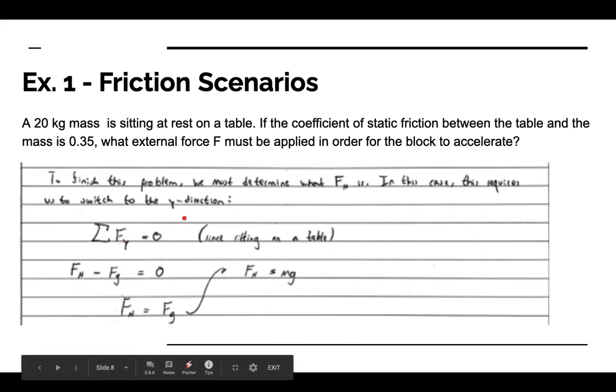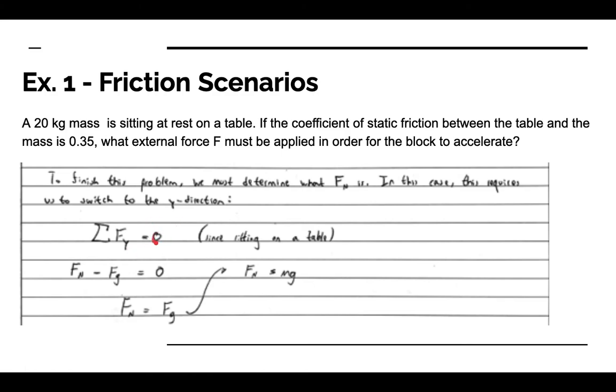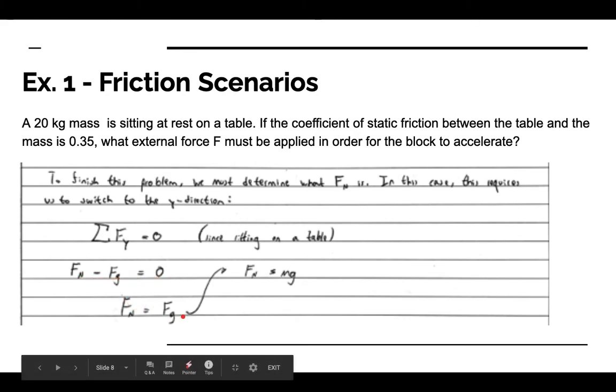So to finish this problem, we move to the y direction, where again our object is in equilibrium. So we have sigma Fy equals 0. We're in equilibrium in the y direction. So we have Fn minus Fg equals 0, or the normal force equals the force due to gravity, and hence Fn equals mg.